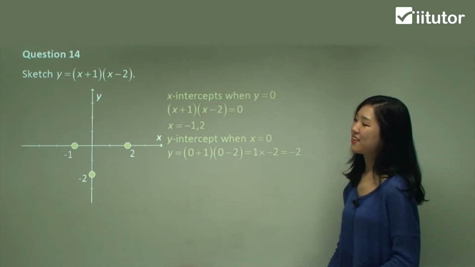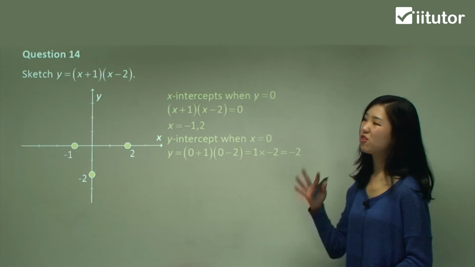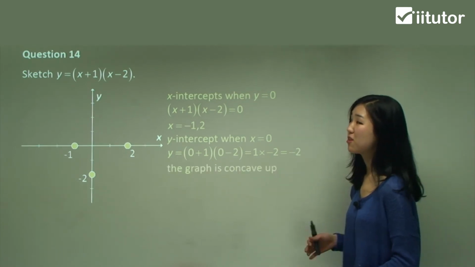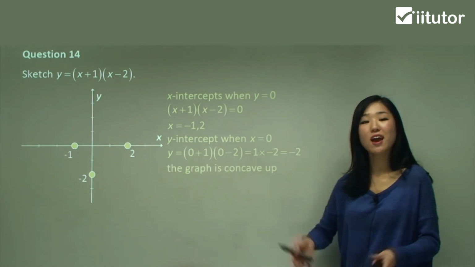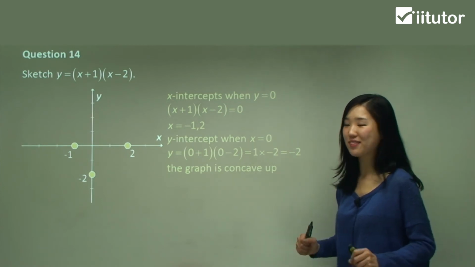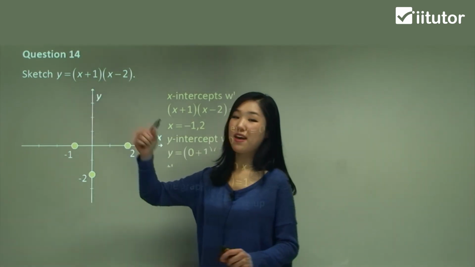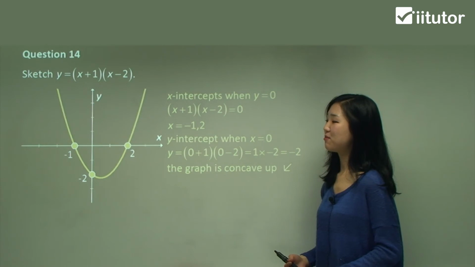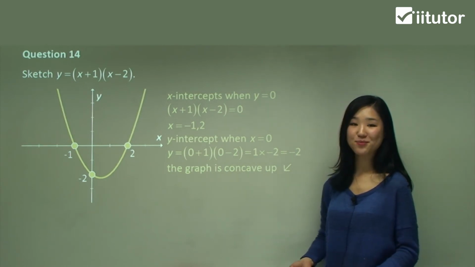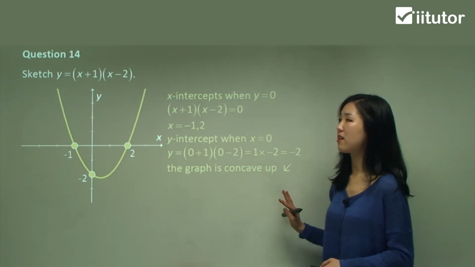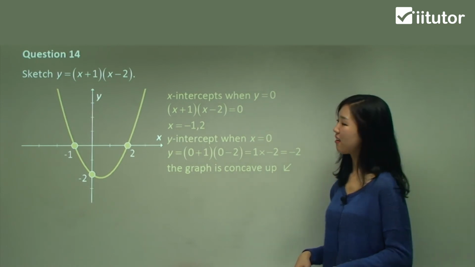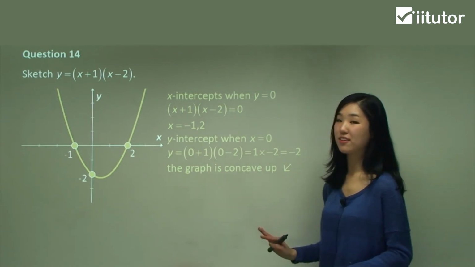And then all we need to do is join it. But you should consider the concavity, of course. You should know that the graph is going to be concave up. All of you should be able to tell me, because the coefficients of x are all positive. So just join it. That's your graph. Okay, so very simple. I think this part is simpler than the previous parts, because it's just about finding your x and y intercepts.